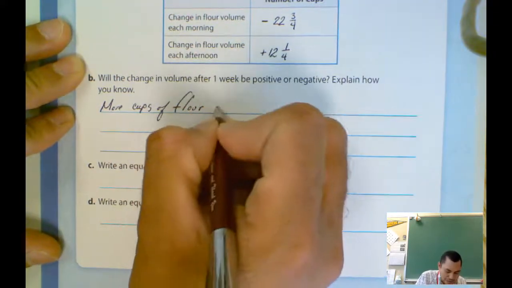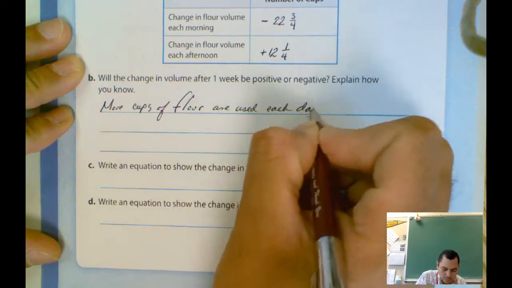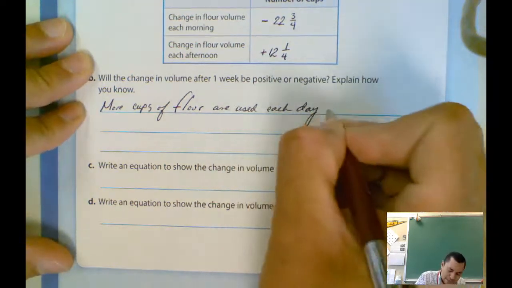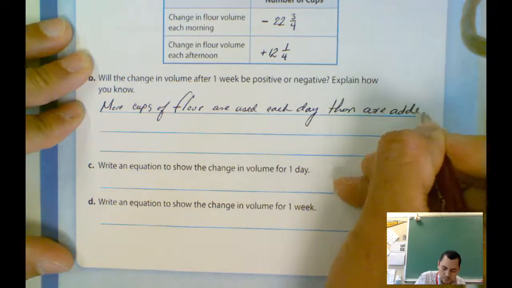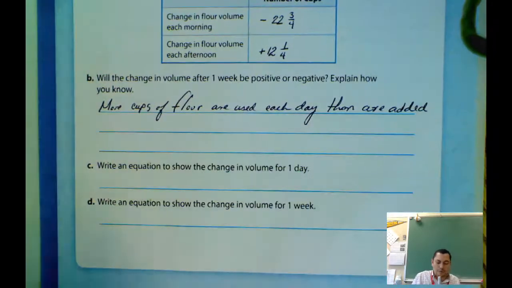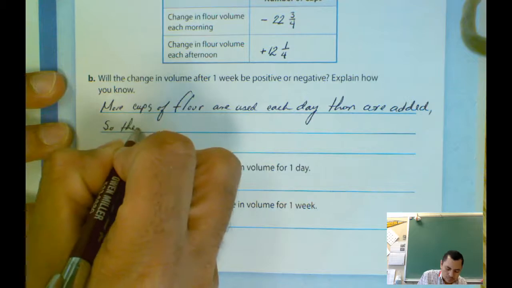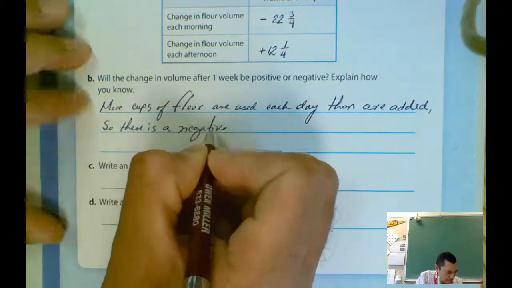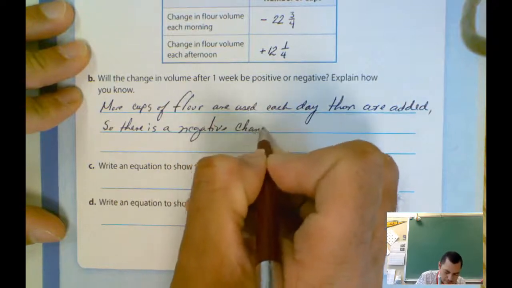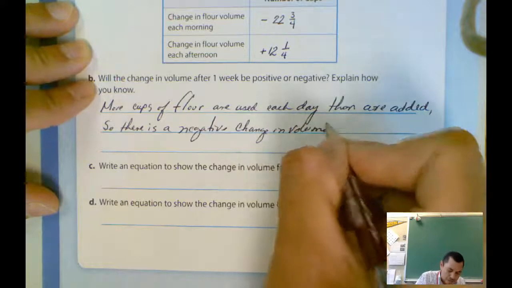are used each day, and in this case, fewer are added. Okay, so more cups of flour are used each day than are added. Now, so there is a negative change in volume each day.